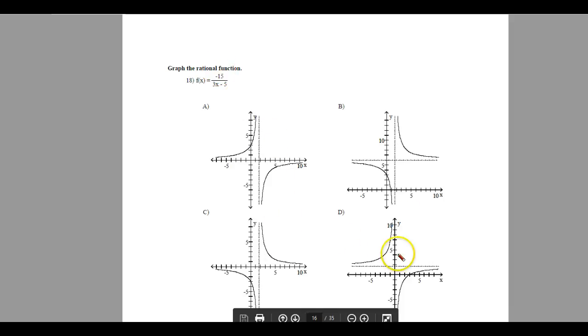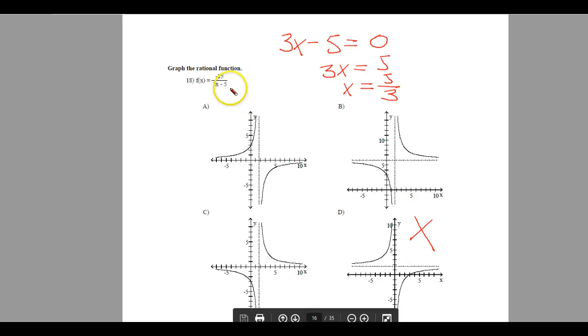So, as we look at these graphs, what can we sort of pick out? Well, if we wanted to find our vertical asymptote, we'd take our denominator, equal it to 0, our vertical asymptote is 5/3. So there is 5/3 there, there, but not there, so this one's out. And I don't know if you can tell, our horizontal asymptote is y equals 0. And so this one would be out.